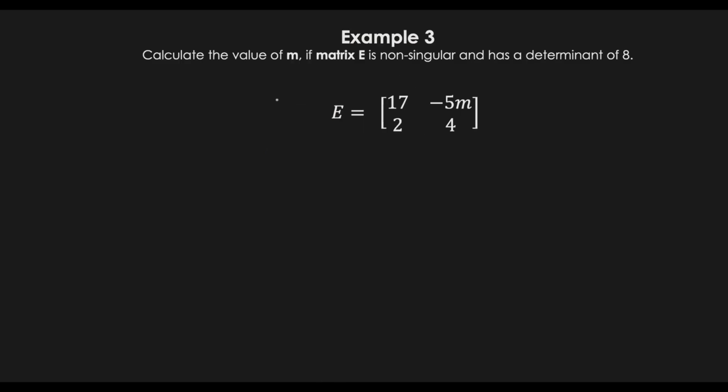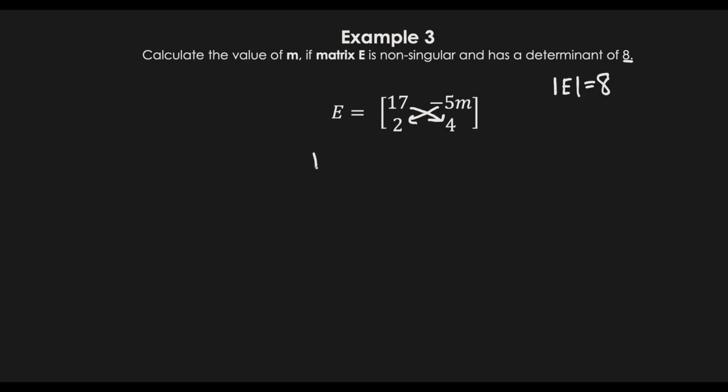So we go to our example 3 now, which says calculate the value of m if matrix E is non-singular and has a determinant of 8. So in this case, we're saying that the determinant is equal to 8. So we do all the regular thing, crisscross. So 17 times 4, then negative 5m times 2.